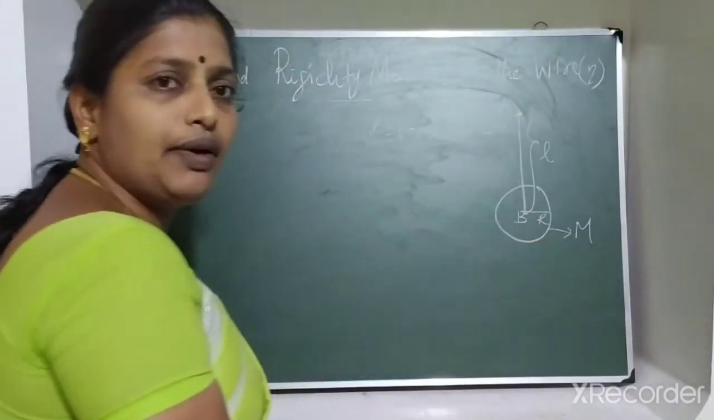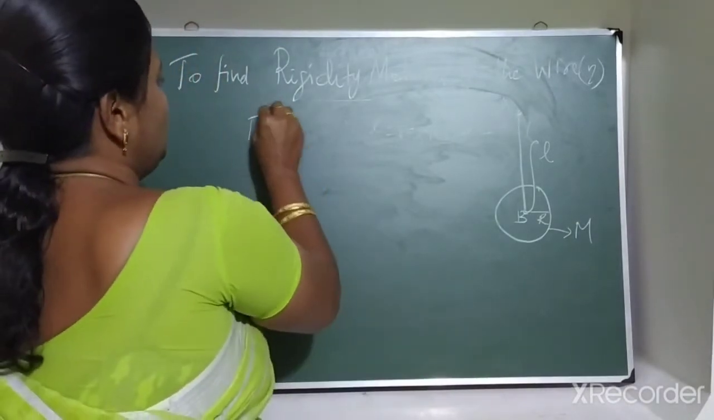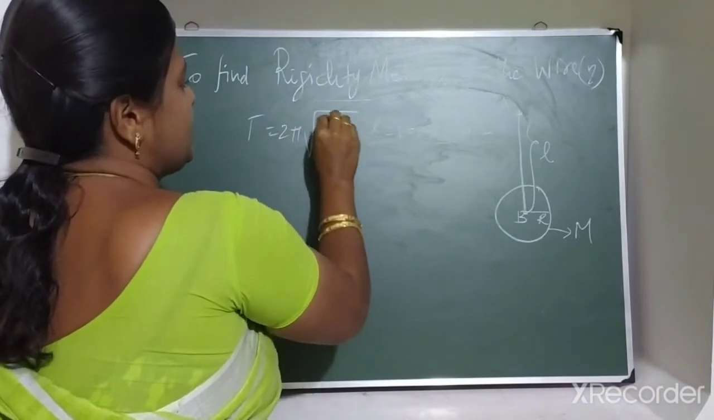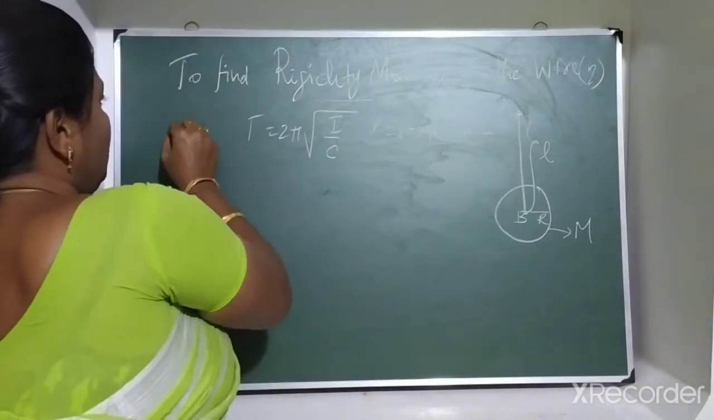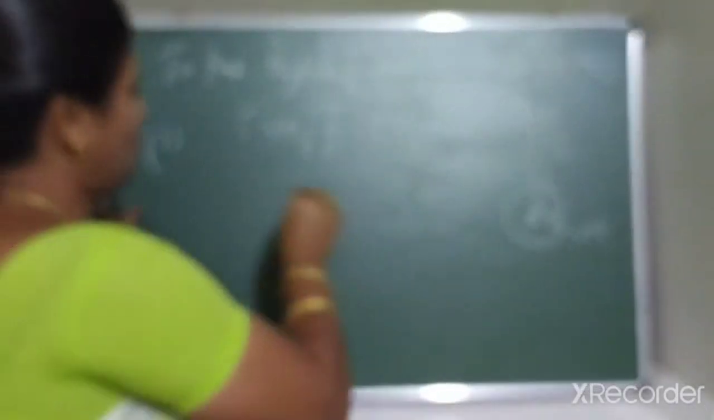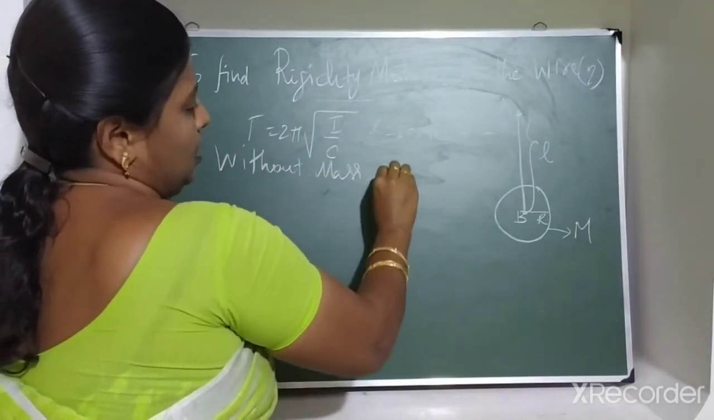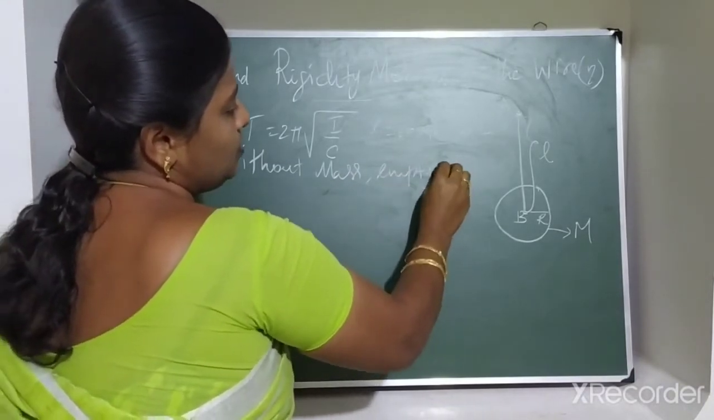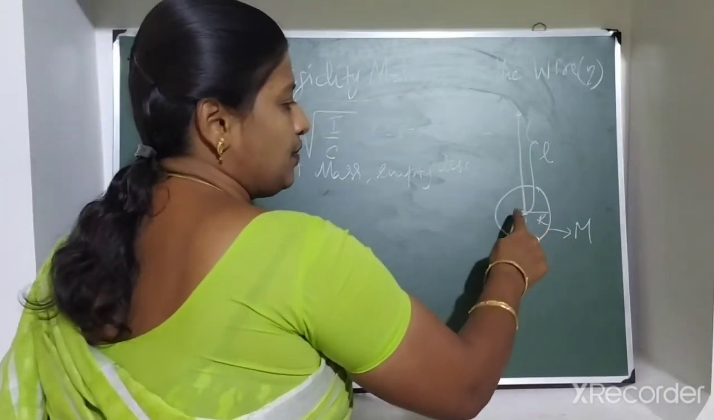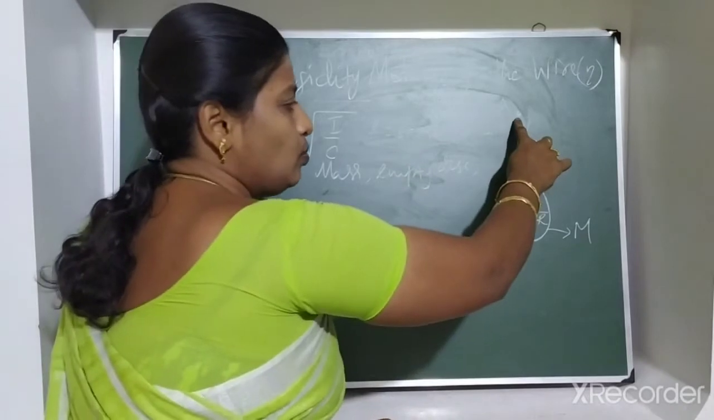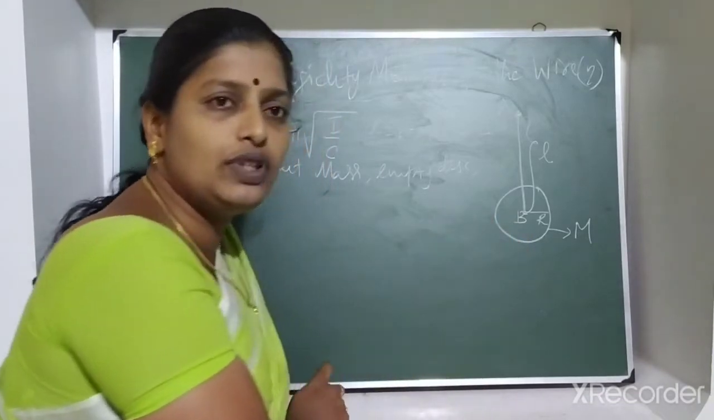Number of oscillations, period of oscillations: one time period is found out. T equal to 2 pi root of I by C. The first condition is without mass applied, an empty metallic disc. The empty disc only is attached to this wire. This is a circular metal disc. On the top surface no mass is applied, only the wire and disc are attached.